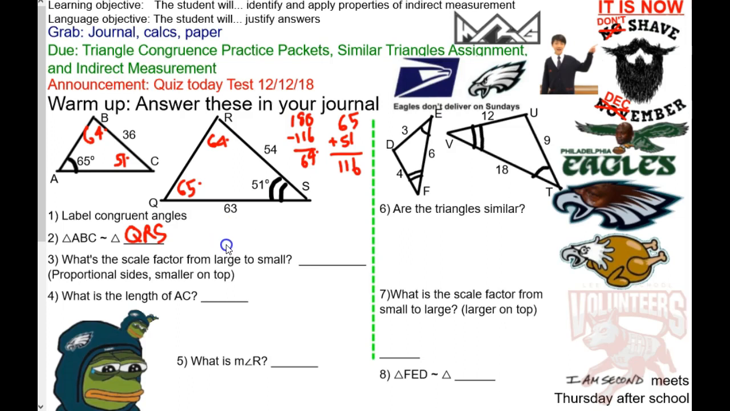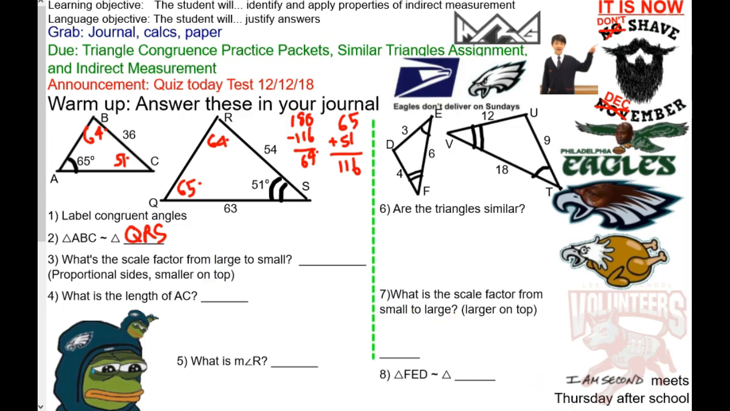Number 3, what's the scale factor from large to small? So going from the larger to the smaller, all you need to do is give me a corresponding side over a corresponding side, but it needs to be in the correct order. So if it's getting smaller, then the smaller number will be on top. As you can see, it says right here on the quiz, it'll also clarify that for you. You cannot have it the wrong way. So make sure you read carefully.